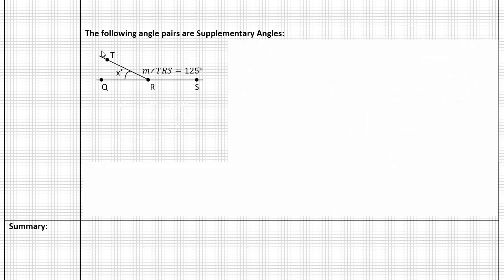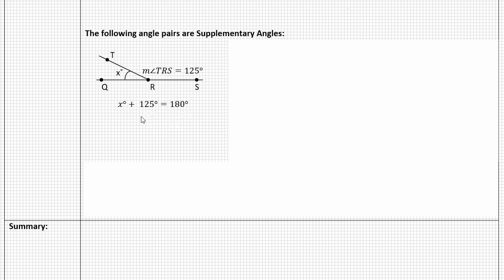So again, the next set of problems we look at will be supplementary, and that means that they add up to 180 degrees. So here we see that QRS is a straight angle, and we're told that the measurement of angle TRS is 125 degrees. So we need to find the measurement of angle QRT, this x degrees right here. So our setup is going to be x degrees plus 125 degrees is equal to 180 degrees, since they're supplementary.